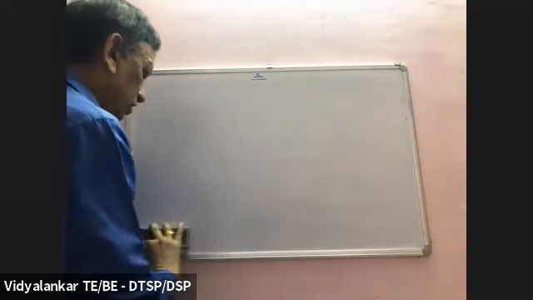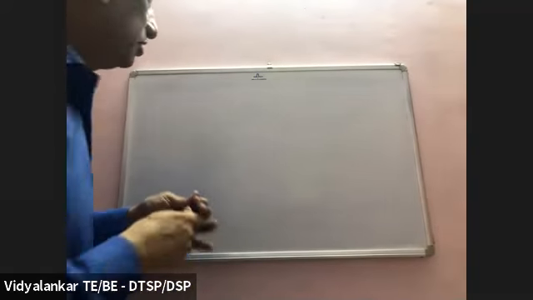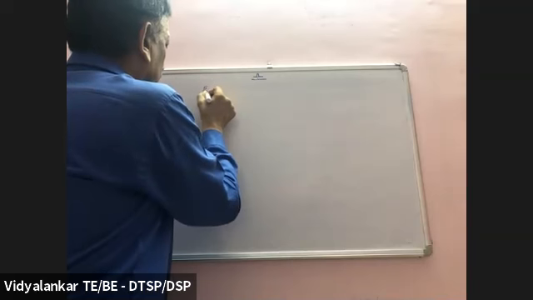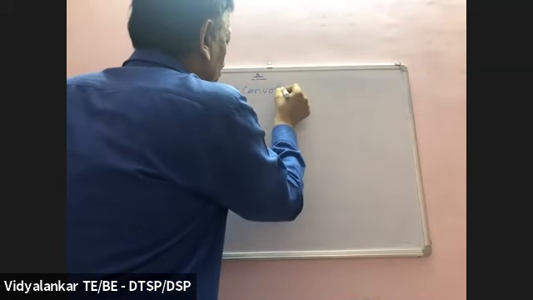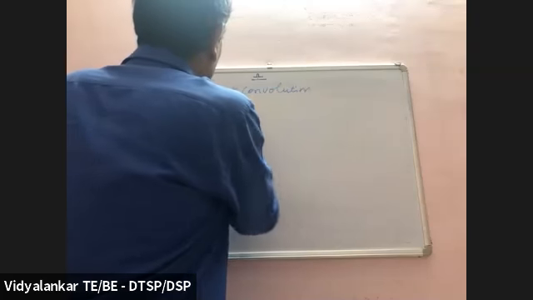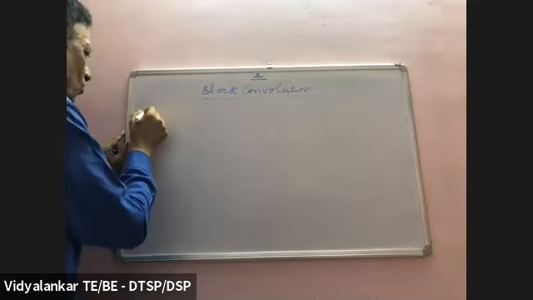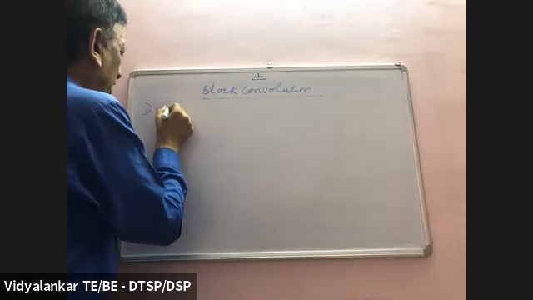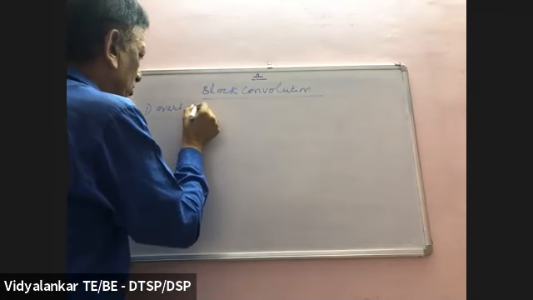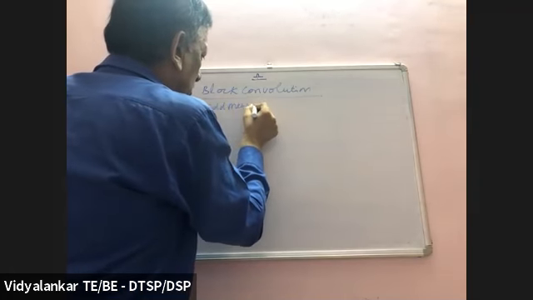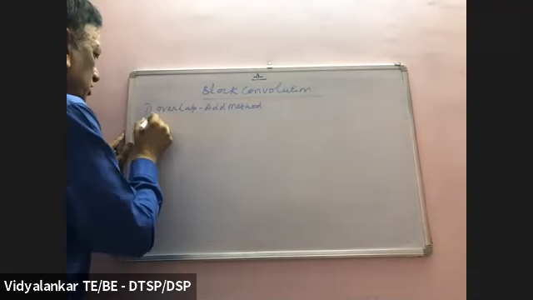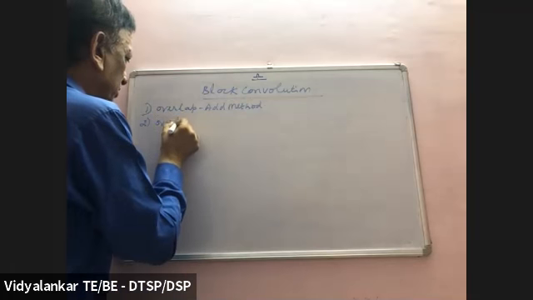Before going to this block convolution, there are two methods in this. One is the overlap add method. The second is the overlap save method.